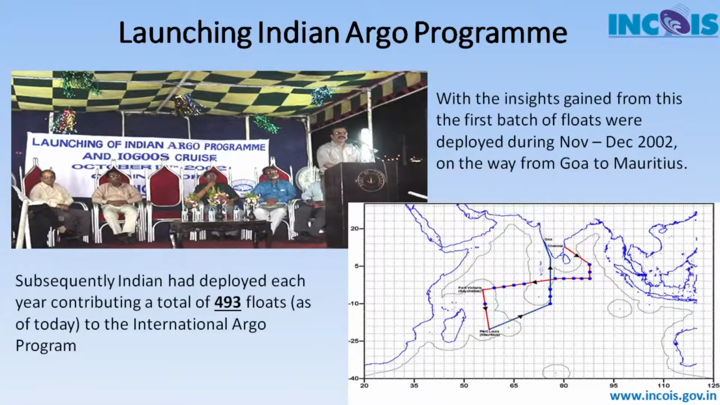So after gaining the experience from handling this particular float, India went on to procure their first set of floats, and these floats were deployed during a cruise from Chennai to Mauritius during the period of November to December 2002. This set of 10 floats included both Apex from the manufacturer from the US and also the manufacturer from Metz at that time, and now it is in France. So these 10 floats have been deployed, and India subsequently went on to procure and deploy as many as 493 floats as of today, and this is the contribution from India to the International Argo program.